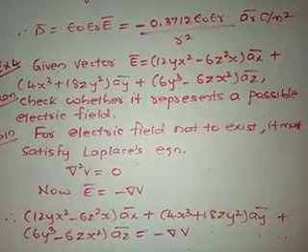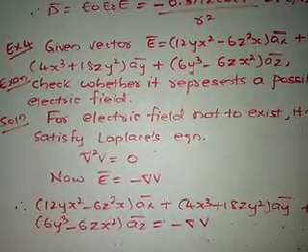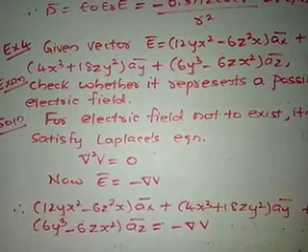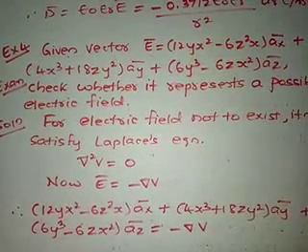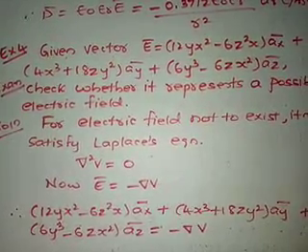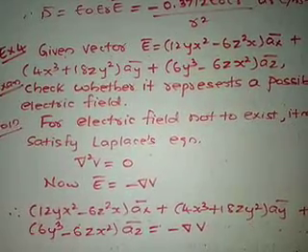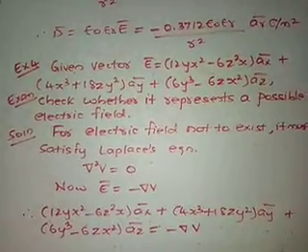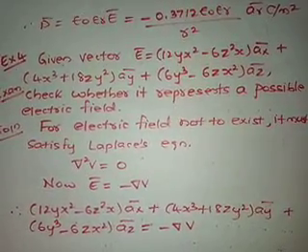For an electric field to exist, it must satisfy Laplace equation. If there is no charge, then del square V should be equal to 0, because del square V is minus rho V by epsilon. So if rho V is equal to 0, that means del square V is equal to 0. It means that there is no charge, it is a charge free region, right? So we have to check for the Laplace equation here, as asked in the numerical: check whether it represents a possible electric field.